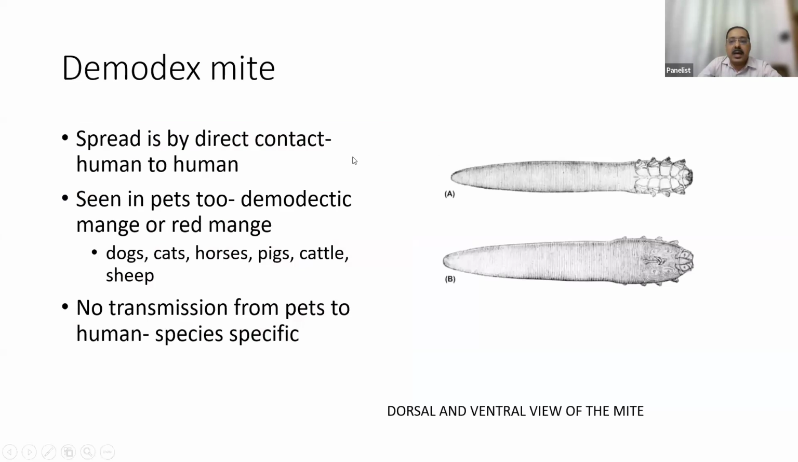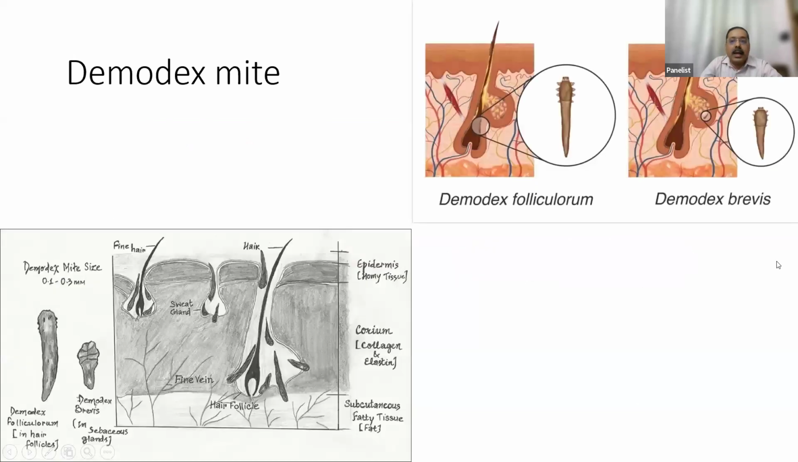This is how demodex looks when we do a superficial skin biopsy. It will be jetting out of the hair follicle, and this is how it looks on the dorsal and the ventral side. And this is a resident within the hair follicle, and therefore when you do it on the face, you get a lot of these mites.